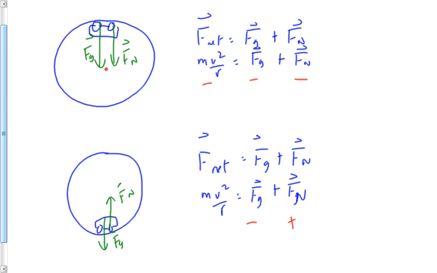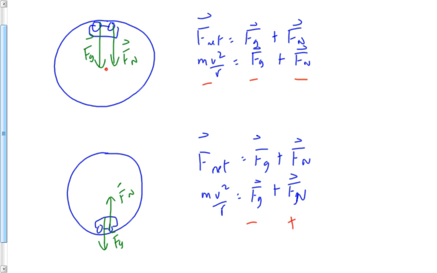This is the tough one right here, mv squared over r. At the top, it was easy because they're both acting downward. The net force has to be downward. But here we've got a force acting downward and a force acting upward. Which way is the net force? The centripetal force. Always when you're at the bottom of the circle.